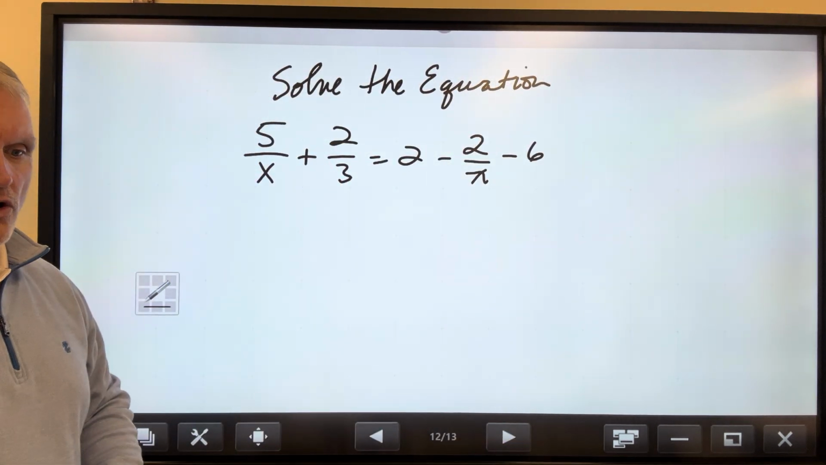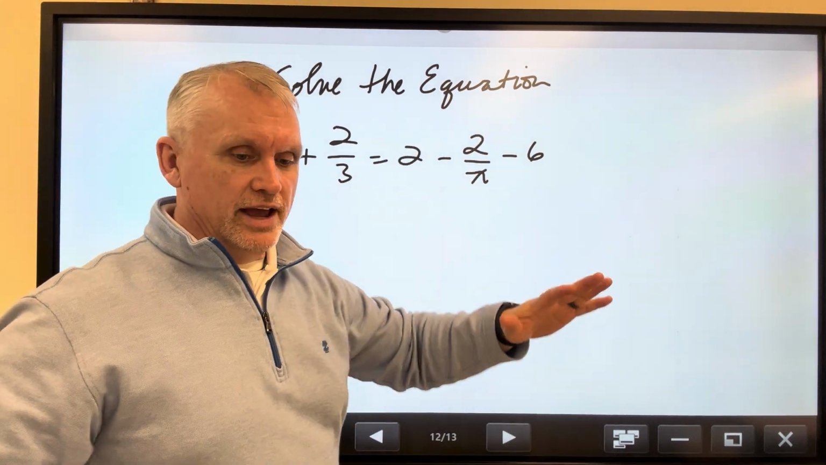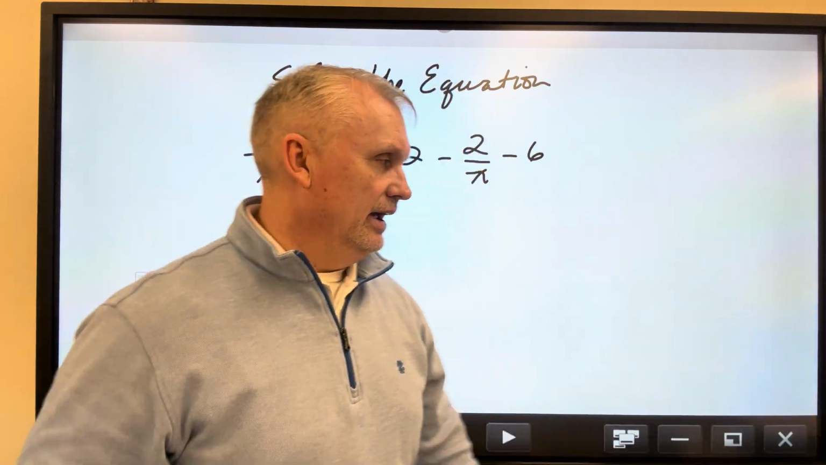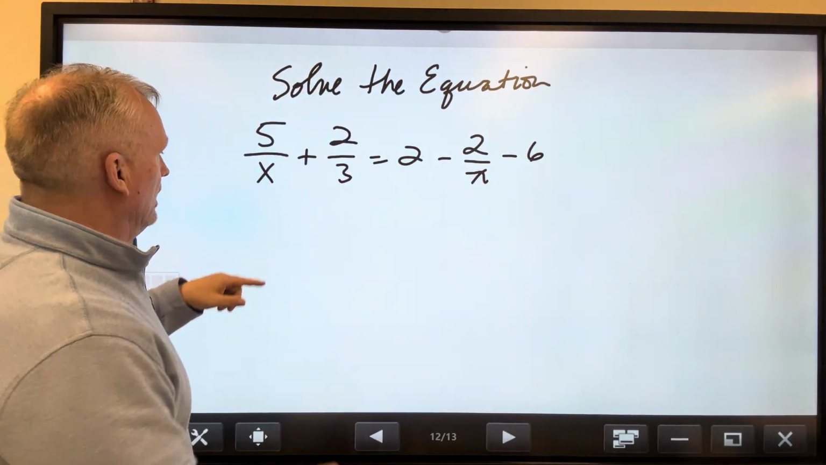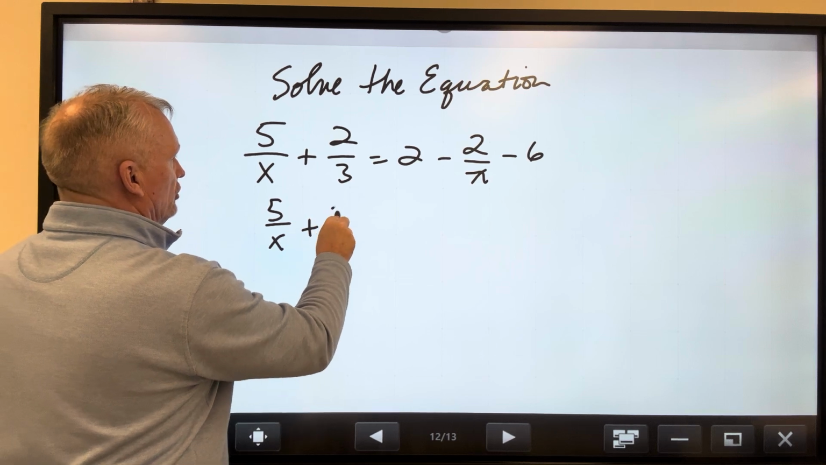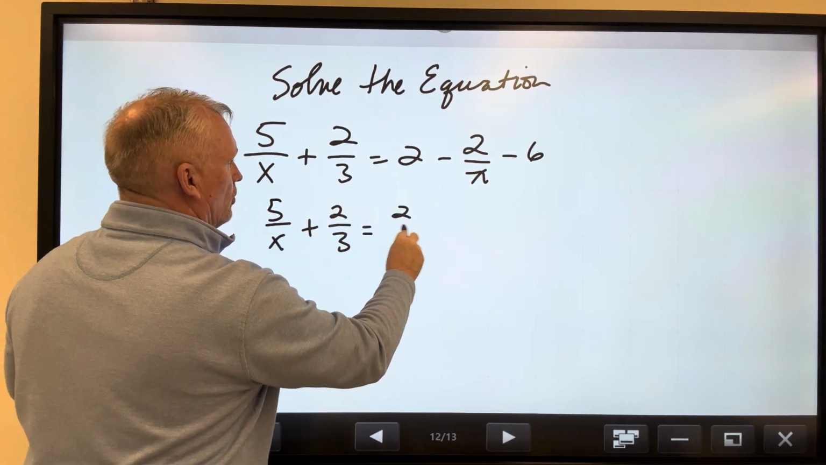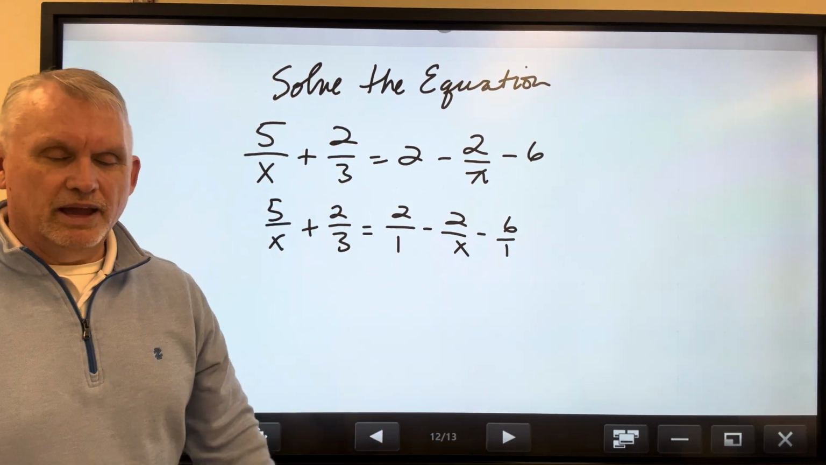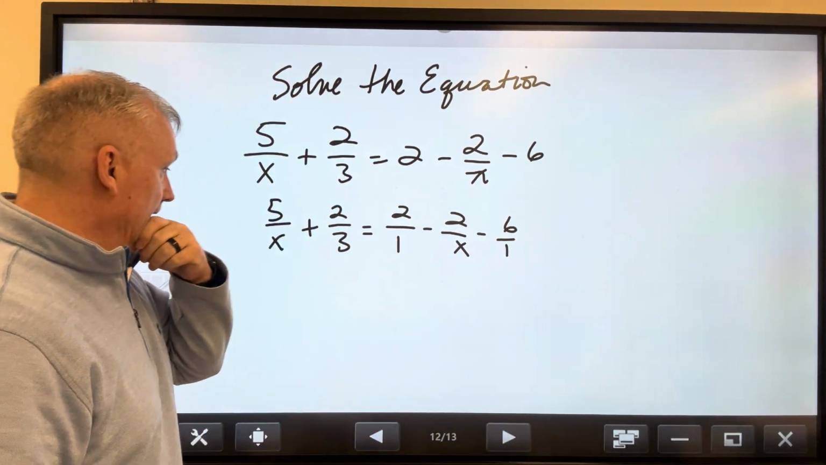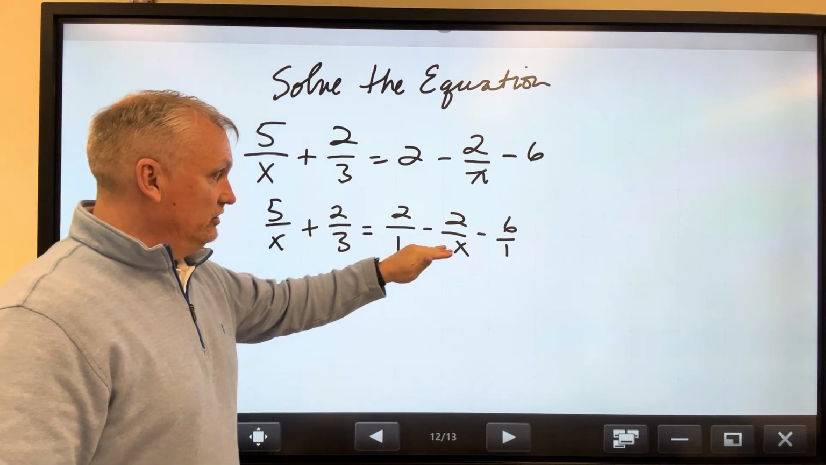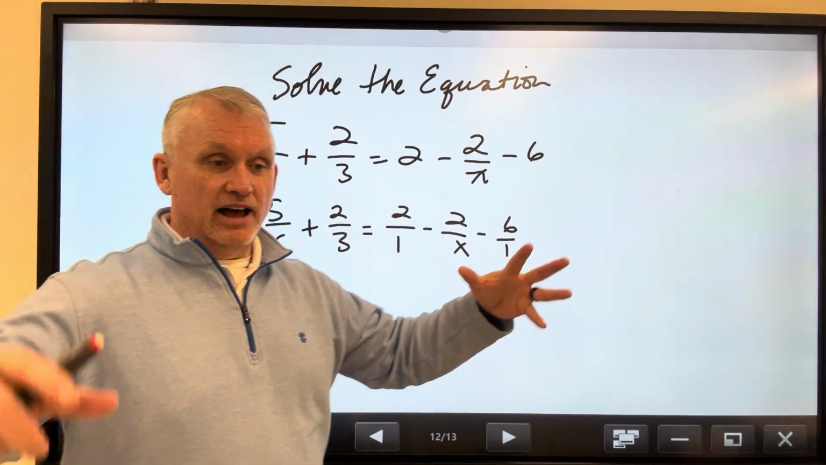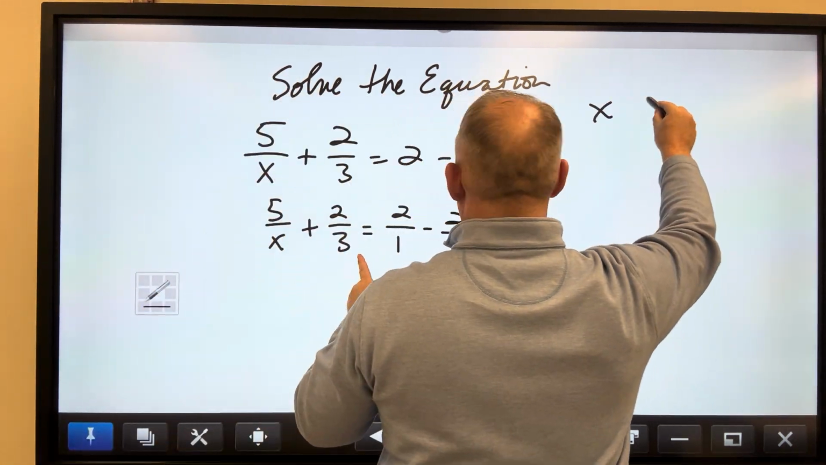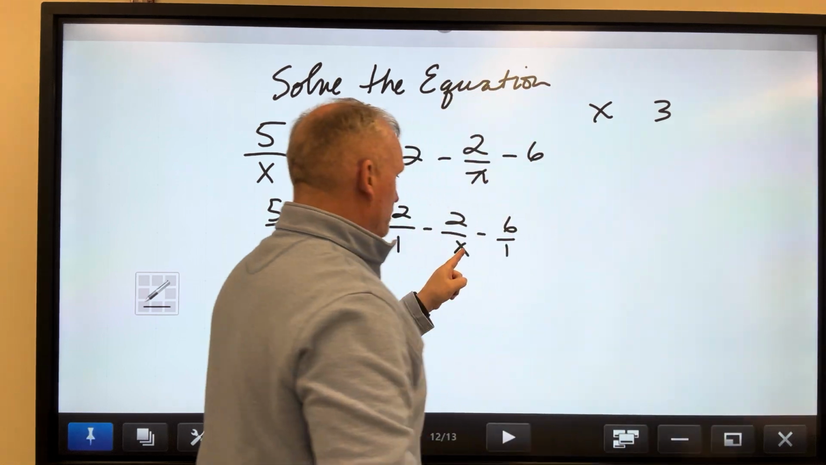Just set it equal to 0. All right, solve the equation. Once you get a common denominator, you kill the denominators, okay? So now this is what I would do. This is 5 over x plus 2 over 3 is equal to 2 over 1 minus 2 over x minus 6 over 1. Notice, I just made fractions of all the numbers. Now I take all these denominators and I have to find the LCD. So I have an x, I have a 3, and I don't duplicate the x.